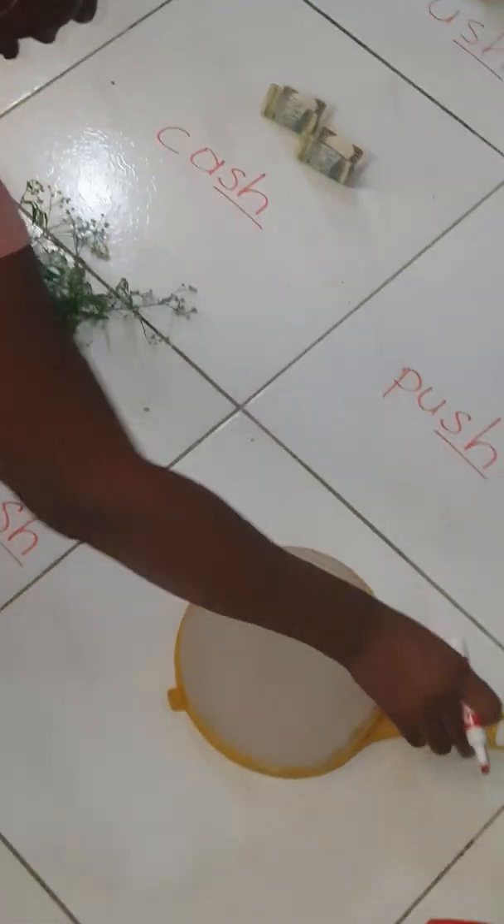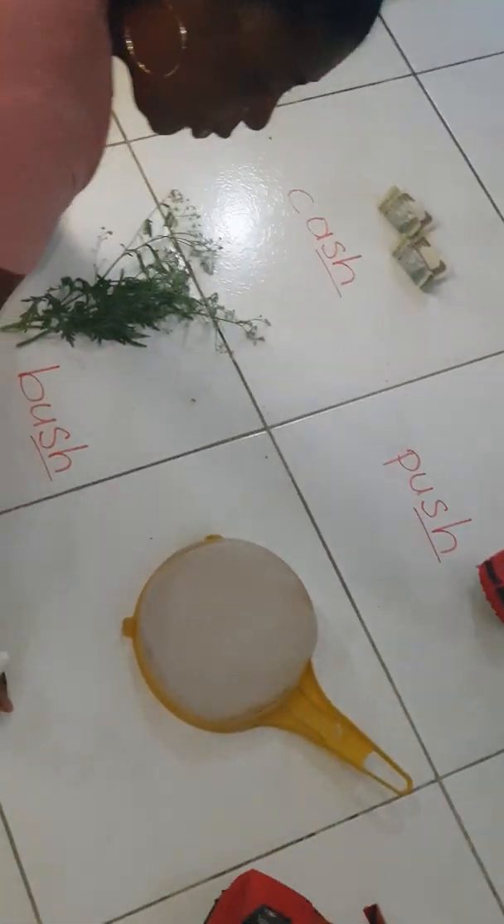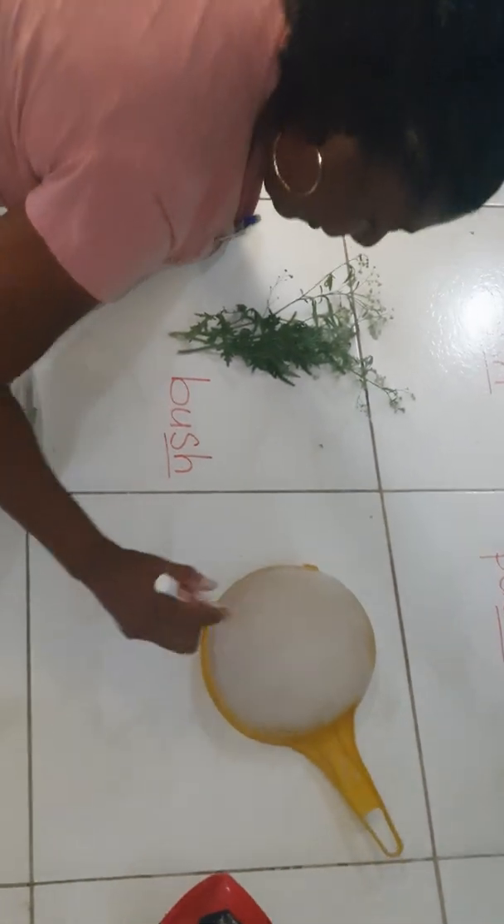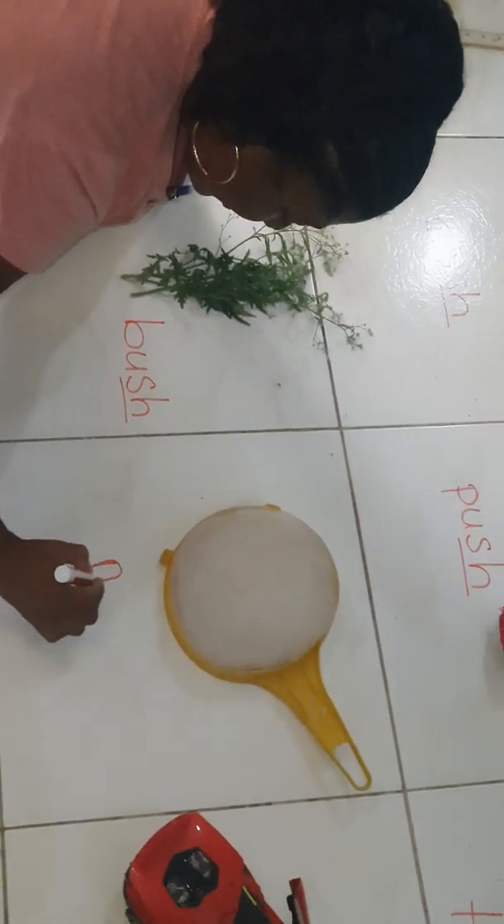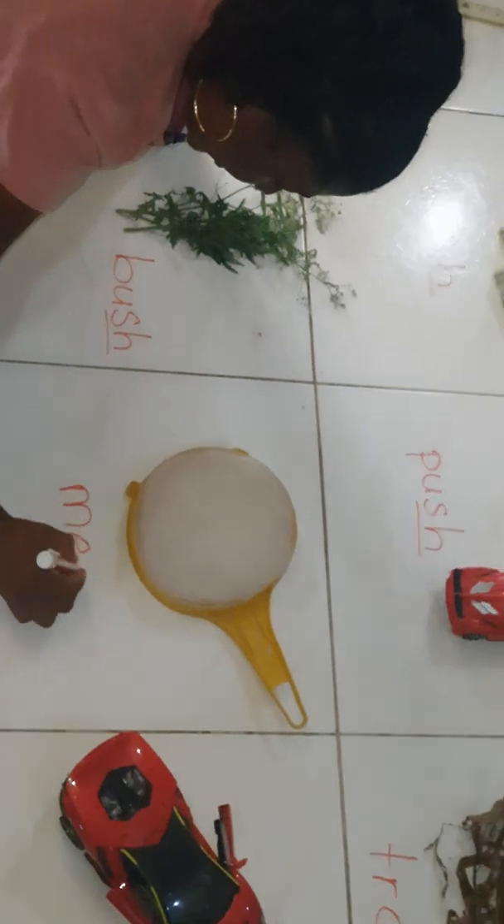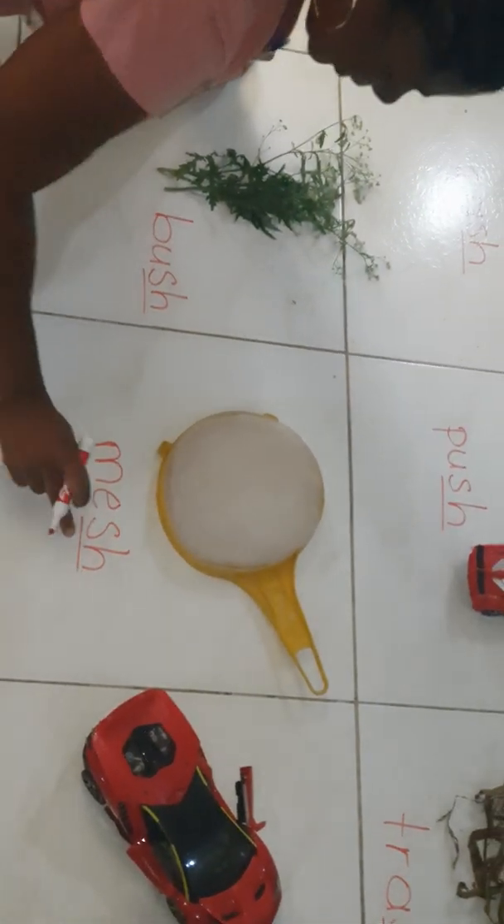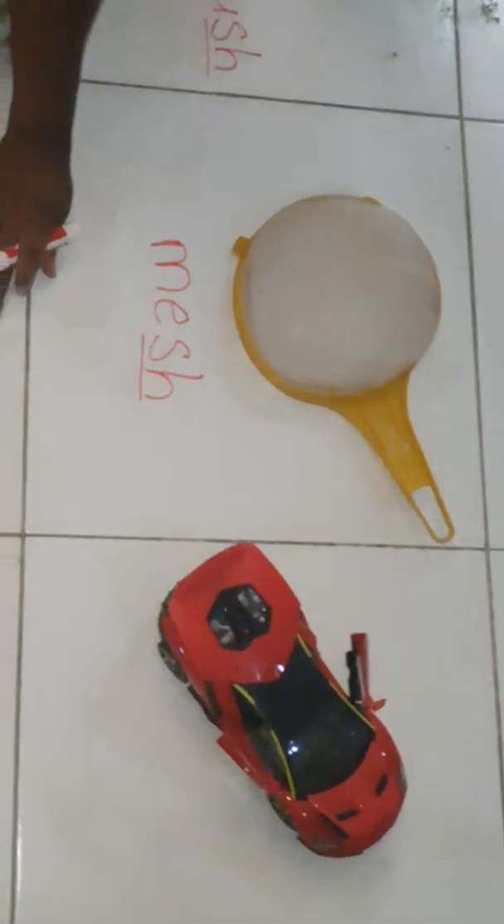And this part, look at this, is a strainer that mommy uses when she mixes the juice and she wants to get rid of the trash, right? But this part of the strainer is called a mesh. M-E-S-H, mesh, and mesh has S and H at the end.